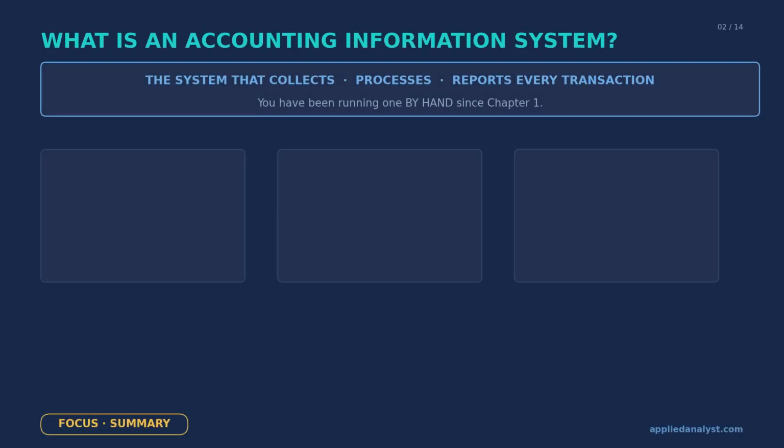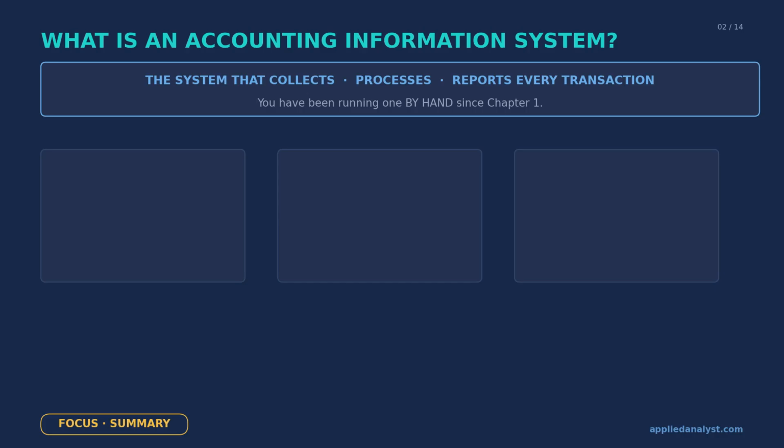So what is an accounting information system? In plain English, it is how a business collects, processes, and reports its transactions. And you have been running one by hand since Chapter 1. You already know its 3 jobs. Back in Chapter 1, it was identify, record, communicate. Identify is collect, record is process, communicate is report. Same 3 jobs, new names.